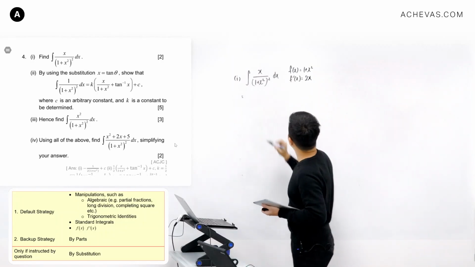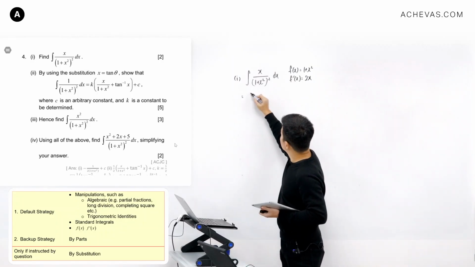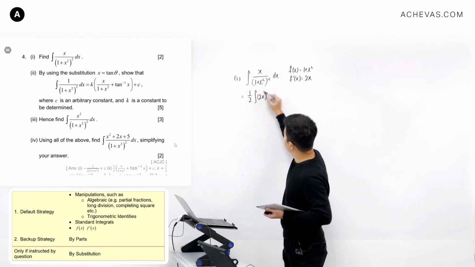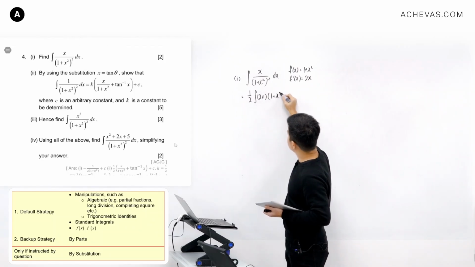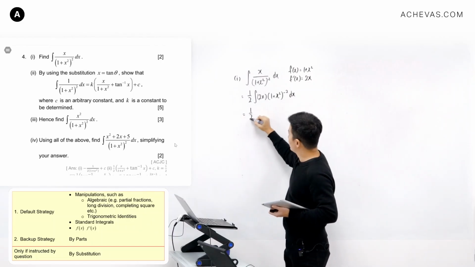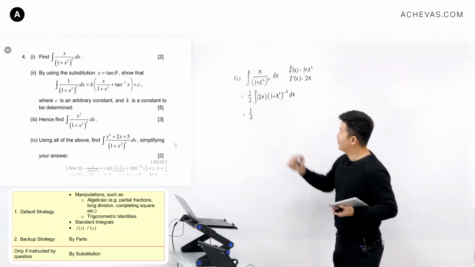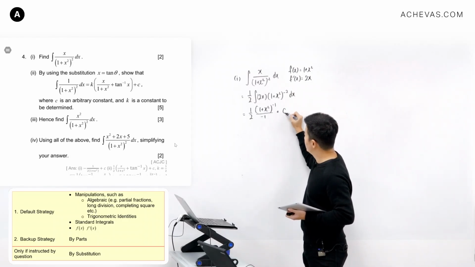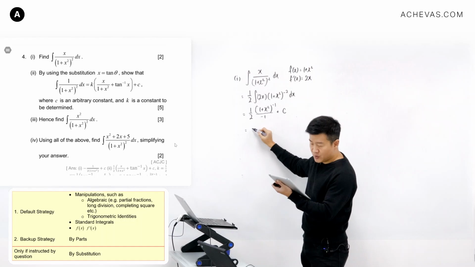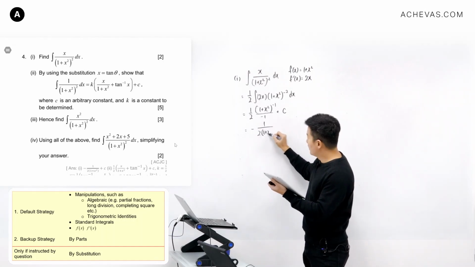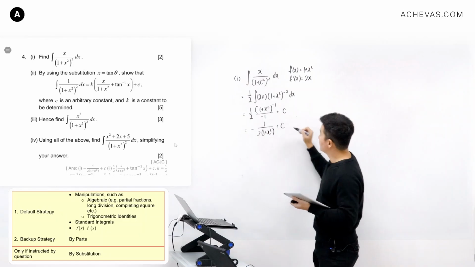So this is going to be 1 over 2, integration of 2x, then this will be 1 plus x squared to the power of minus 2. So we have a half. Now f(x) to the power of n times f'(x), this is 1 plus x squared to the power of minus 1 divided by minus 1, plus c. So we have a minus 1 over 2, 1 plus x squared, plus C.